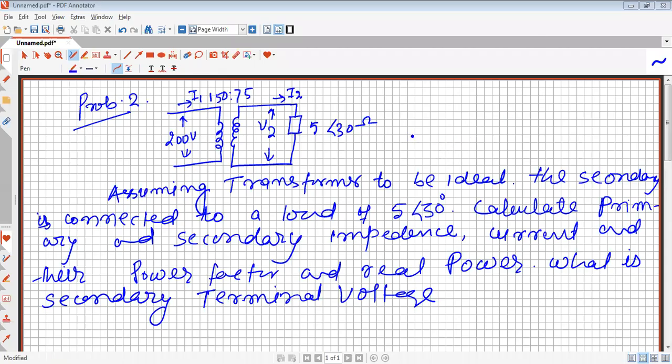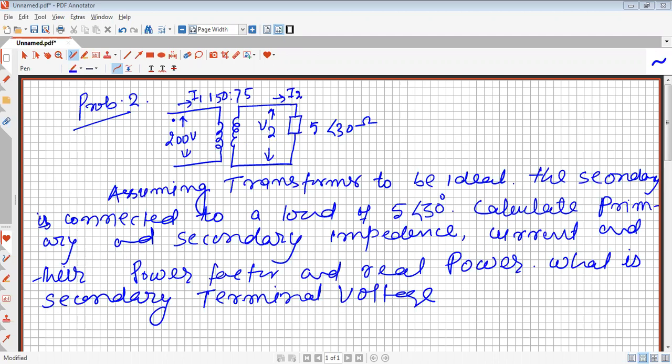Hello everyone. This is another numerical of the transformer. In this numerical, it is given that our transformer is ideal. Assuming the transformer to be ideal, the secondary is connected to a load whose impedance is given as 5 angle 30 degree ohm. Calculate primary and secondary impedance.